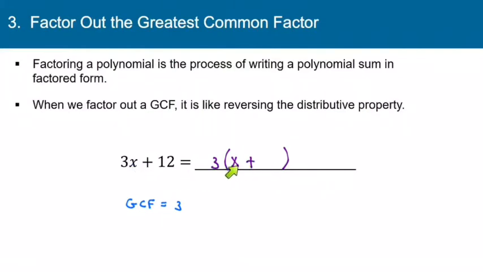And then we ask ourselves, what would we have to put here so that 3 times this term would make 12? And of course, we would need to put a 4 there. And now this is what's called factored form, because we have 3 times this binomial. So what's important is that we took our expression from term plus term to factor times factor. That's what we mean by writing something in factored form.